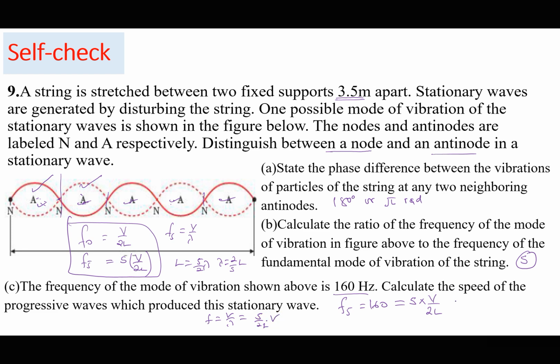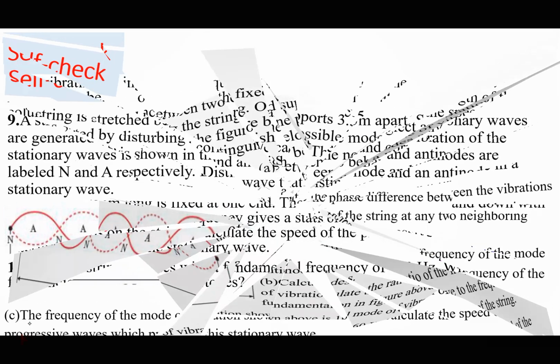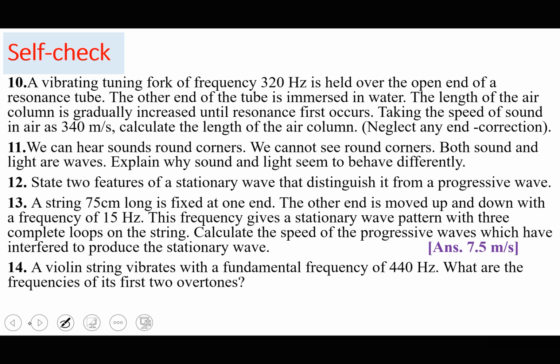But L was 3.5. So this means V is going to be 160 times 2 times 3.5 divided by 5. So V is going to be 224 meters per second. You can also verify that. My calculations may not always be clear, but this is a self-check where I just give you a hint. You can always pause the video and try to solve these questions.